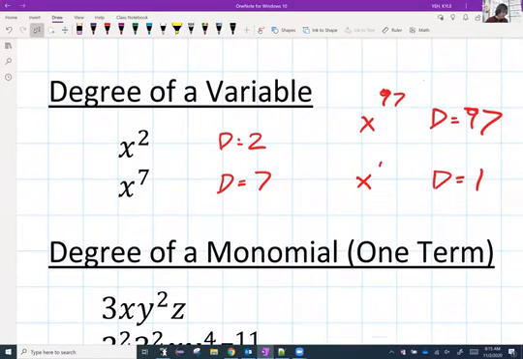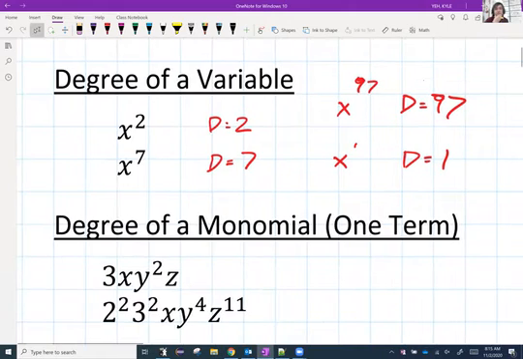What if, though, we have more than one variable going on here? What is the degree of a monomial? We've talked about polynomials, multiple terms, binomials, 2 terms, trinomials, 3 terms, but a monomial, mono means 1. So what is the degree of this one term? It's not really as intuitive as you might think. Here's how we get it. We are going to add up the degrees of every individual variable.